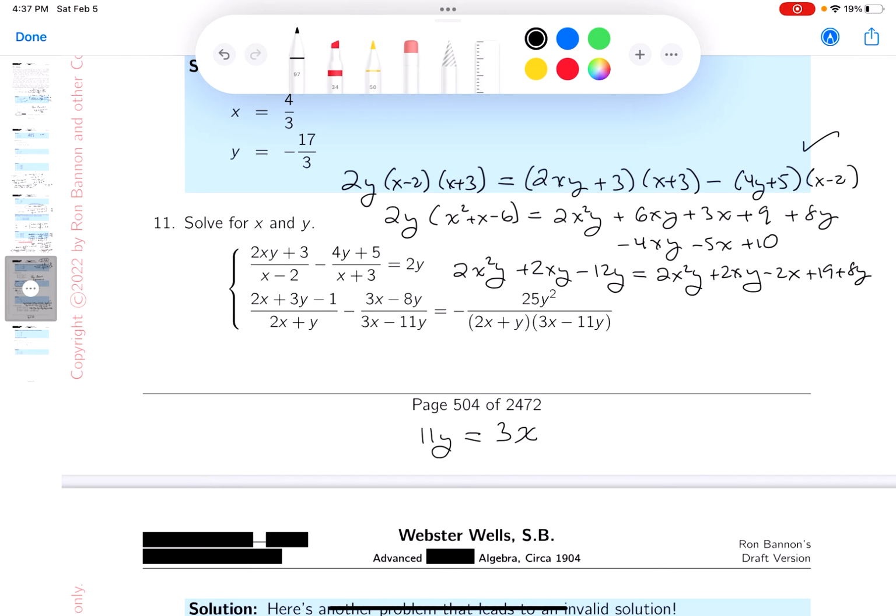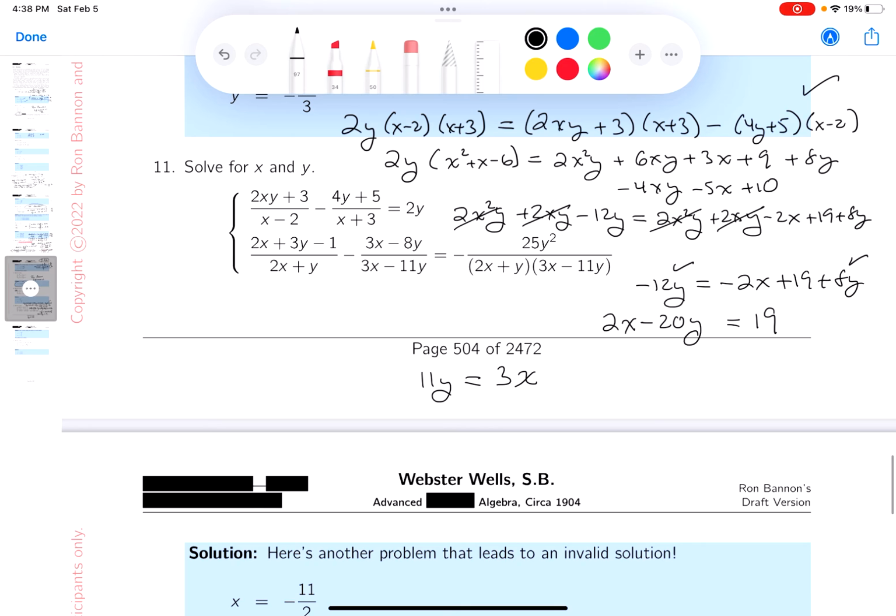Well, a lot of nice things happen. I mean, this disappears, and let's write down what I get. I get minus 12y is equal to minus 2x plus 19 plus 8y. And I'm still in the process of just cleaning. And what do you get over here? Well, let's write this down. You're going to get minus 20y, 2x is equal to 19. And I got really simple relationships out of both of them. And I'm happy for that because it makes it easier for me to do the problem.